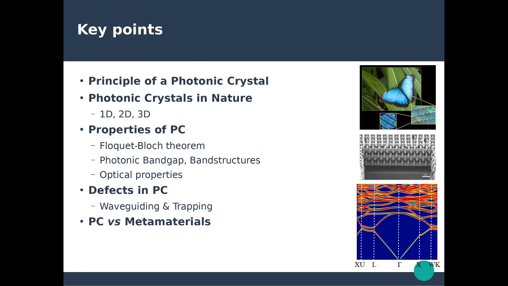So that concludes this chapter 6. These are the key points we discussed about the principle of photonic crystals. We saw that they already exist in nature in all dimensions: 1, 2, and 3 dimensions. We discussed the properties of these photonic crystals, introducing the Floquet-Bloch theorem, discussing the photonic band gap and the photonic band diagram, and their optical properties via the transmission. We talked about defects in photonic crystals for waveguiding with defect lines and trapping with defect points. And we briefly compared photonic crystals with metamaterials.